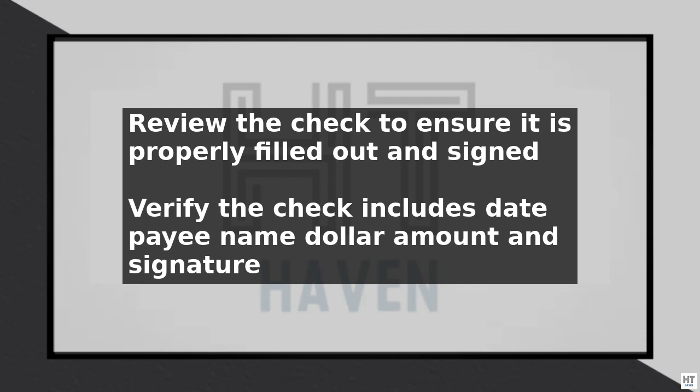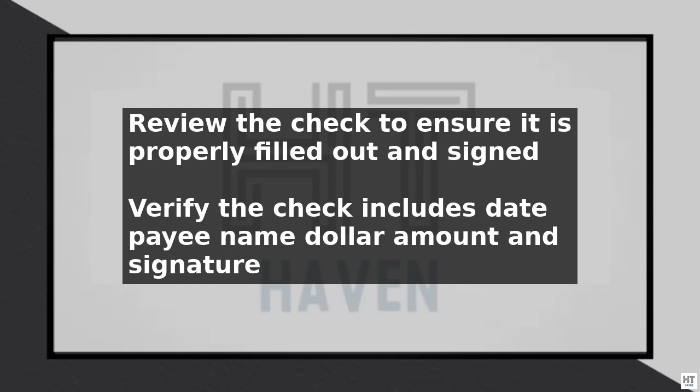To deposit a check with two names, start by reviewing the check to ensure it is properly filled out and signed by the issuer. Verify that the check includes the date, payee name, dollar amount, and the issuer's signature. Next, check with your bank to confirm their policies for depositing checks with two names. Some banks may require both parties to be present, while others may allow one party to deposit the check with a signed endorsement from the other party.